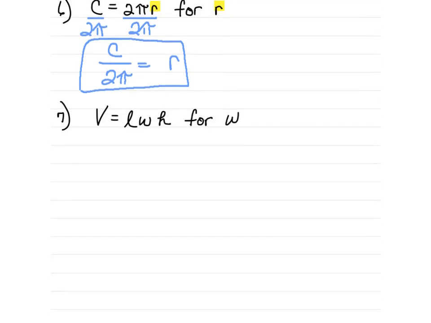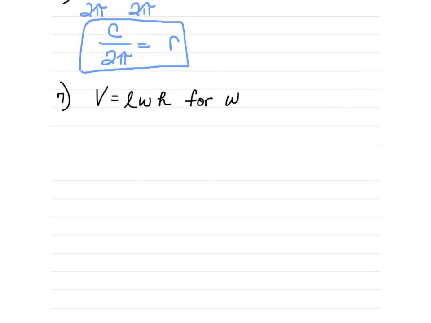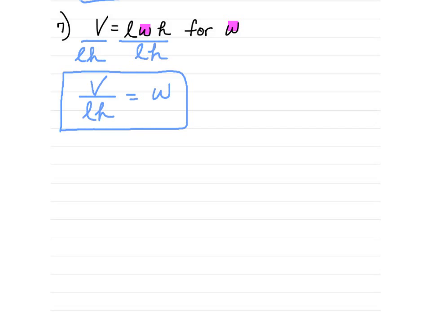Try number 7 on your own. It's the volume formula. Volume equals length times width times height. And what you want to do is solve for the width. Solve for w. Pause the video now for a moment and solve this equation for w. Okay, check your answer. Volume over length times height equals the width. That would be your equation for w.